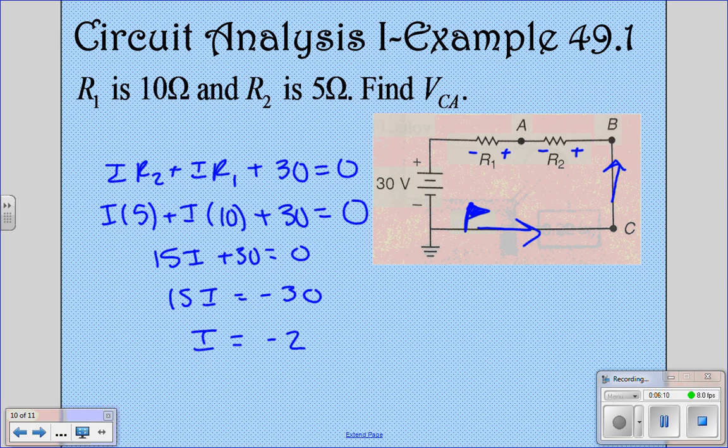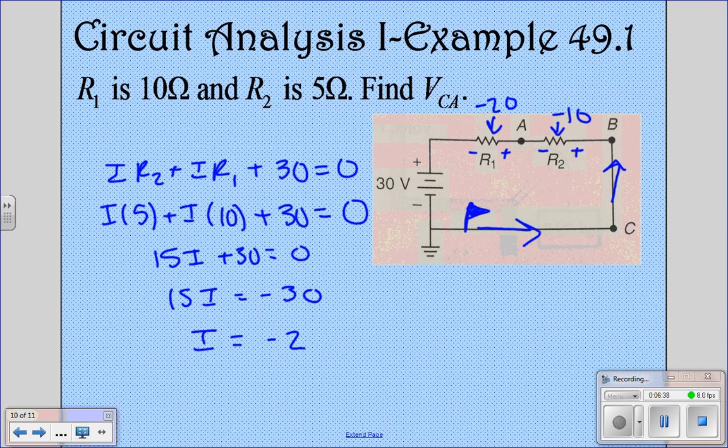So that doesn't mean that we chose the wrong direction for the current. It just means that the value of the counterclockwise current is negative 2. So your current can be negative or positive, and your voltages can be negative or positive. So the voltage here is going to be R1 is 10, so 10 times negative 2, negative 20. And the voltage here is going to be negative 2 times 5, so negative 10.